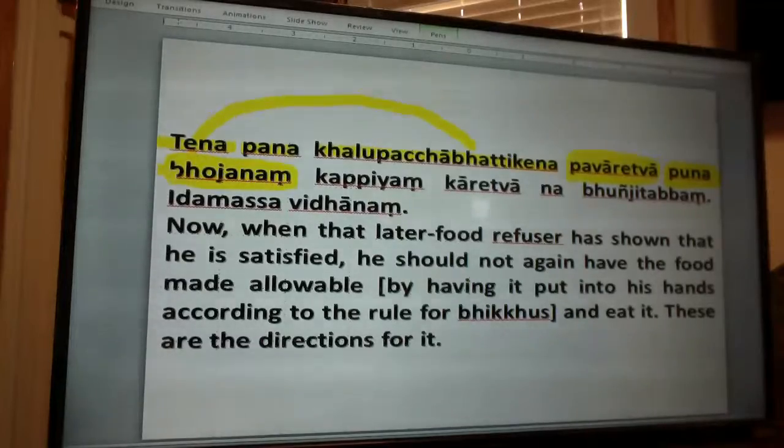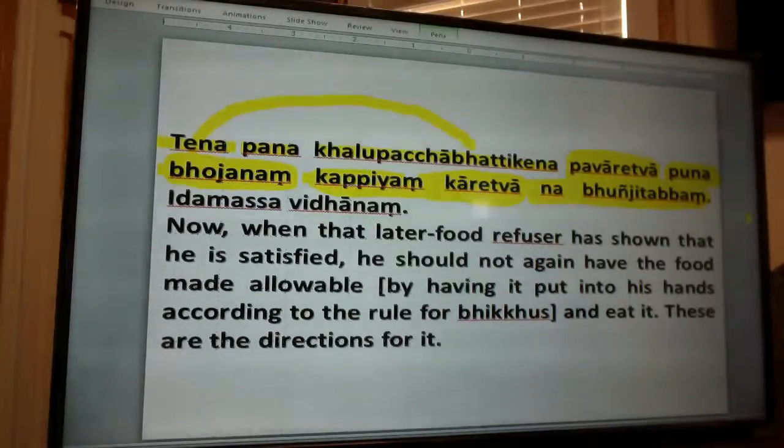Bhojana is food. Kappiyan means suitable. Suitable means suitable with the regulation. So kappiyan karitva means make a suitable condition with the regulation. Na bhunjitabbam, even though, that kind of food should not be eaten. It's not allowed. That is the meaning.